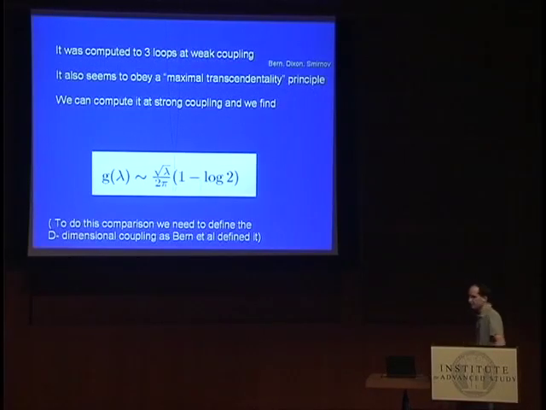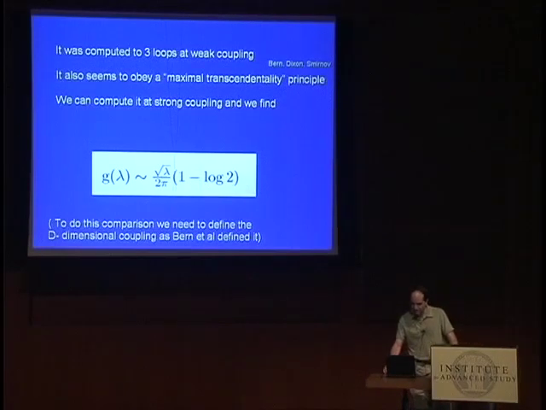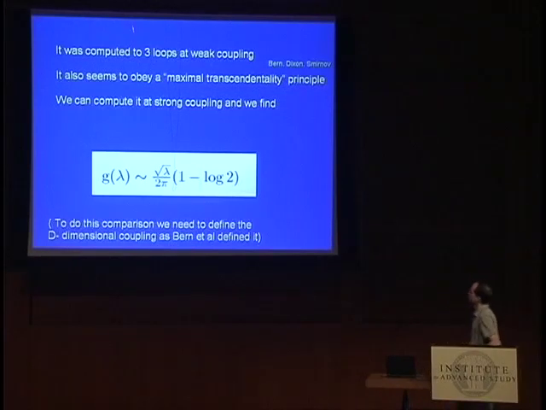Now, for the case of N equal to 4 super Yang-Mills, this function g was computed at three loops at weak coupling in this paper, and recently there's been also another paper where it was computed numerically at four loops. It also, at least up to three loops, obeys a so-called maximal transcendentality principle, which is simply some interesting form of the perturbative series, that the coefficients involve zeta functions of degree correlated to the loop. So it has some interesting number theoretic properties, let's say.